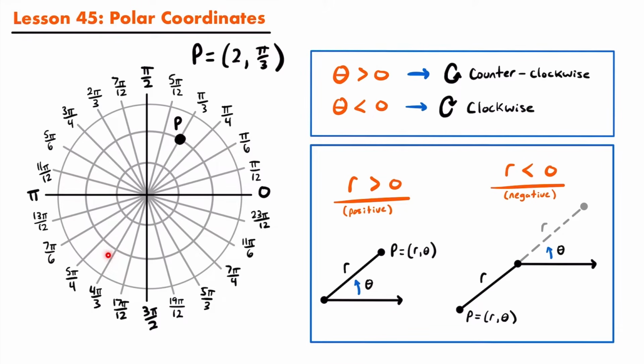And so this point right here, which is 2 away from the origin, would be the point negative 2, pi divided by 3. All right, so if your radius is negative, you just have to reflect what your point would have been if the radius was positive to the other side of the circle. All right, so those are the basic rules for plotting polar coordinates in the polar coordinate system. Now let's take a look at actually plotting some other points using these rules.